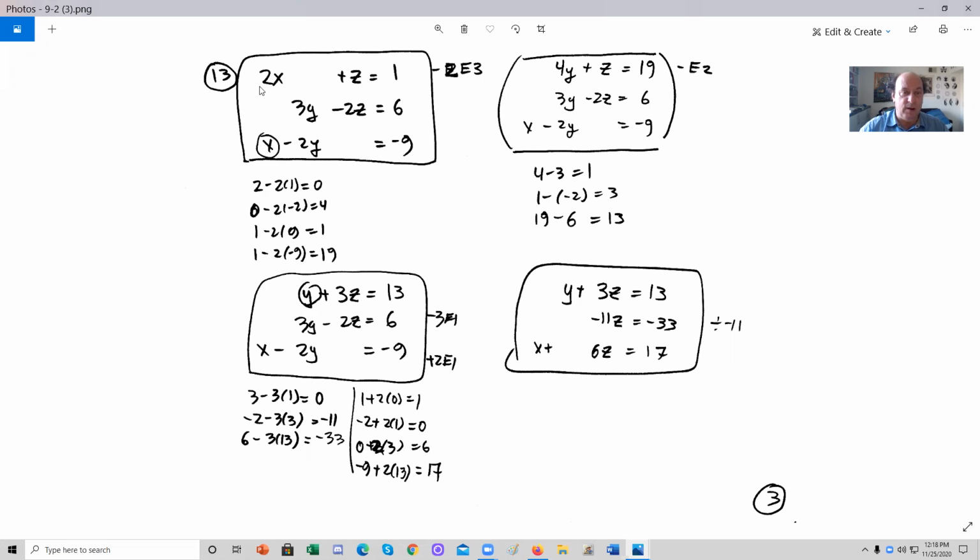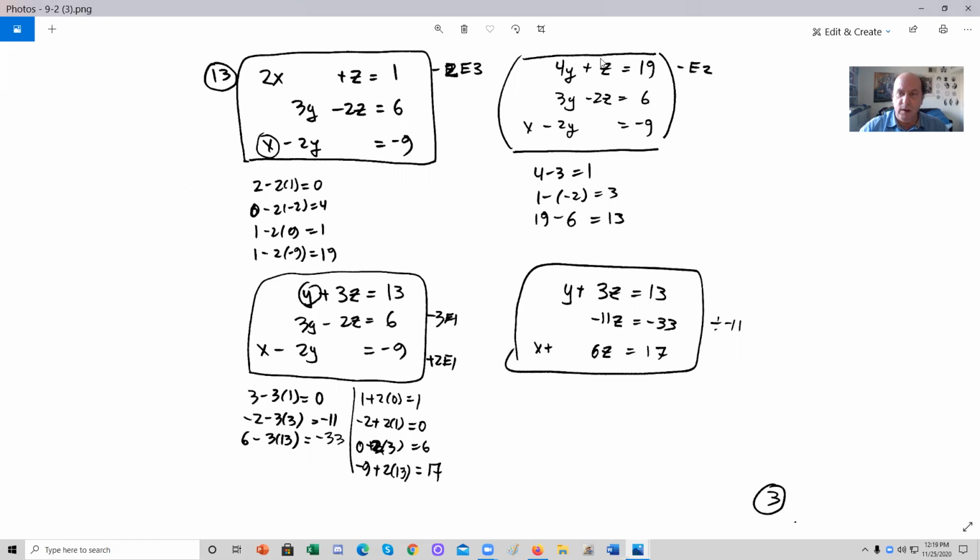We have an x here and a 2x here, so we'll subtract twice equation 3 from equation 2. 2 minus 2 times 1 is a 0. 0 minus 2 times -2 is a 4, so we have a 4y here. 1 minus twice 0 is a 1, so we have a z here. 1 minus twice -9 is a 19, so we have a 19 here. 4y plus z equals 19, and the rest of the system is as before.